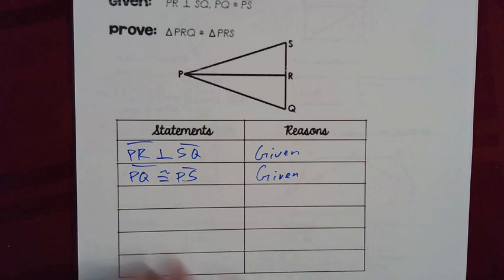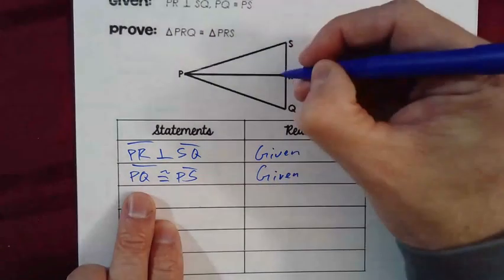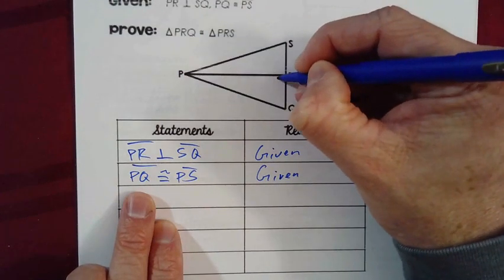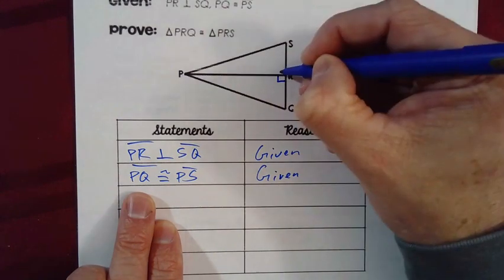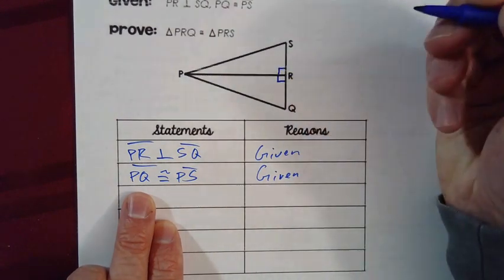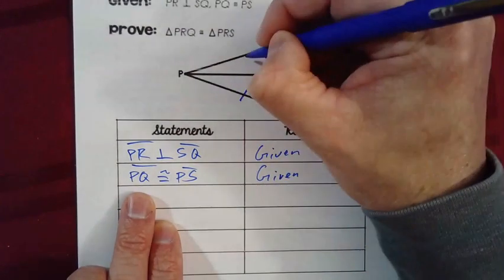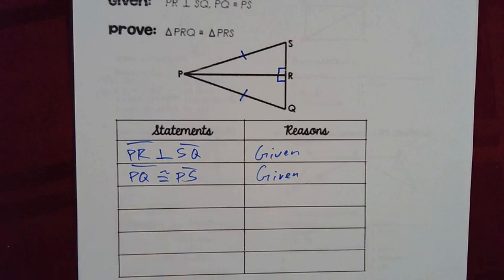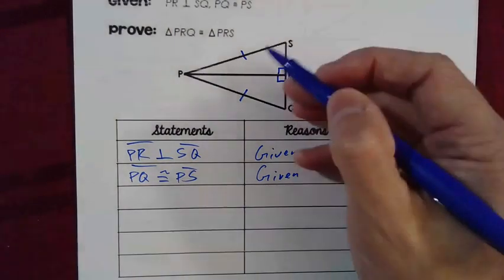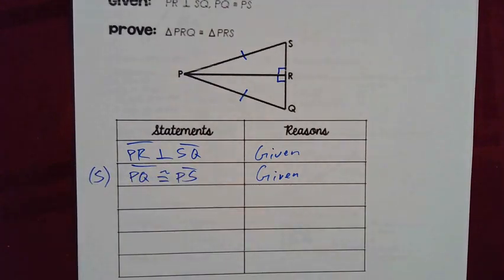At this point, I'm going to label my diagram. They didn't label anything for me here. So they're telling me that PR is perpendicular to SQ. So there's a right angle there. And actually, there's a right angle there also. PQ is congruent to PS, so that segment is congruent to that segment. All right, good. At this point, I've got one set of congruent sides, and that is it.